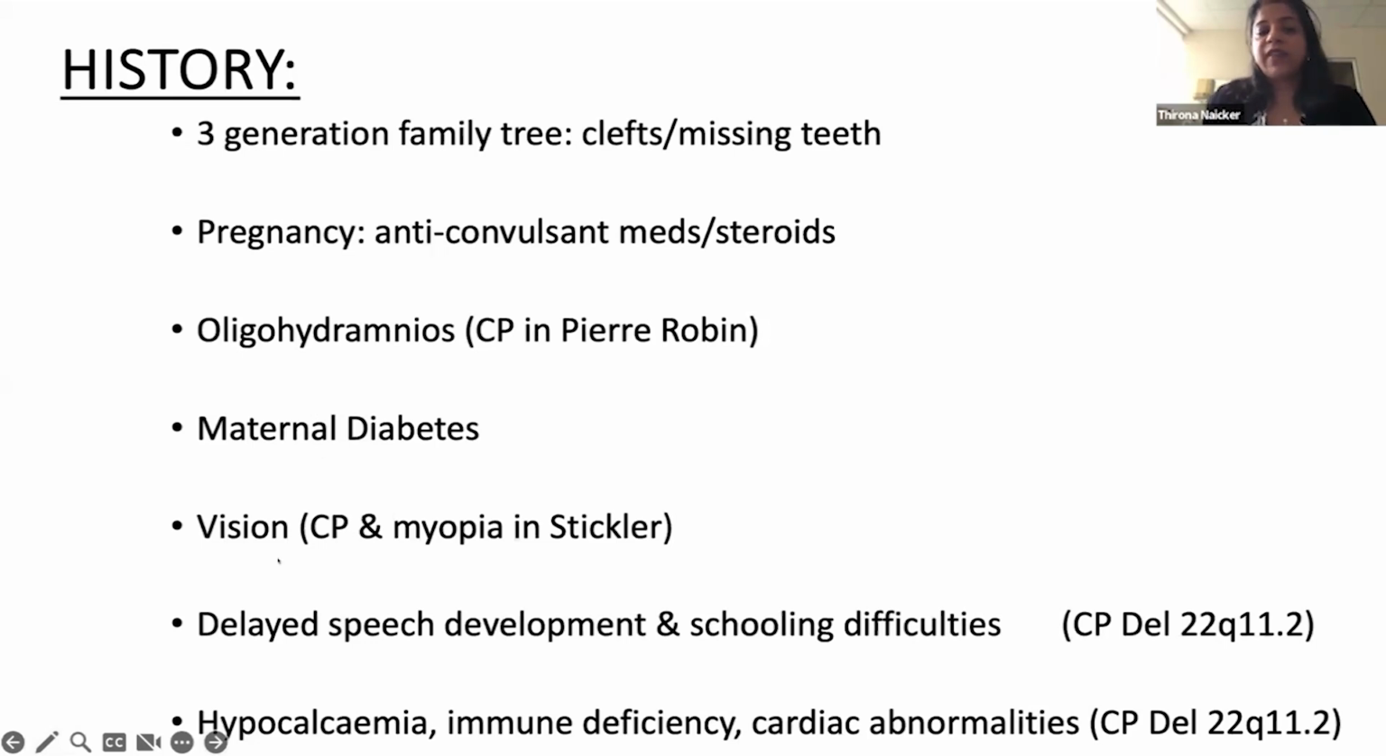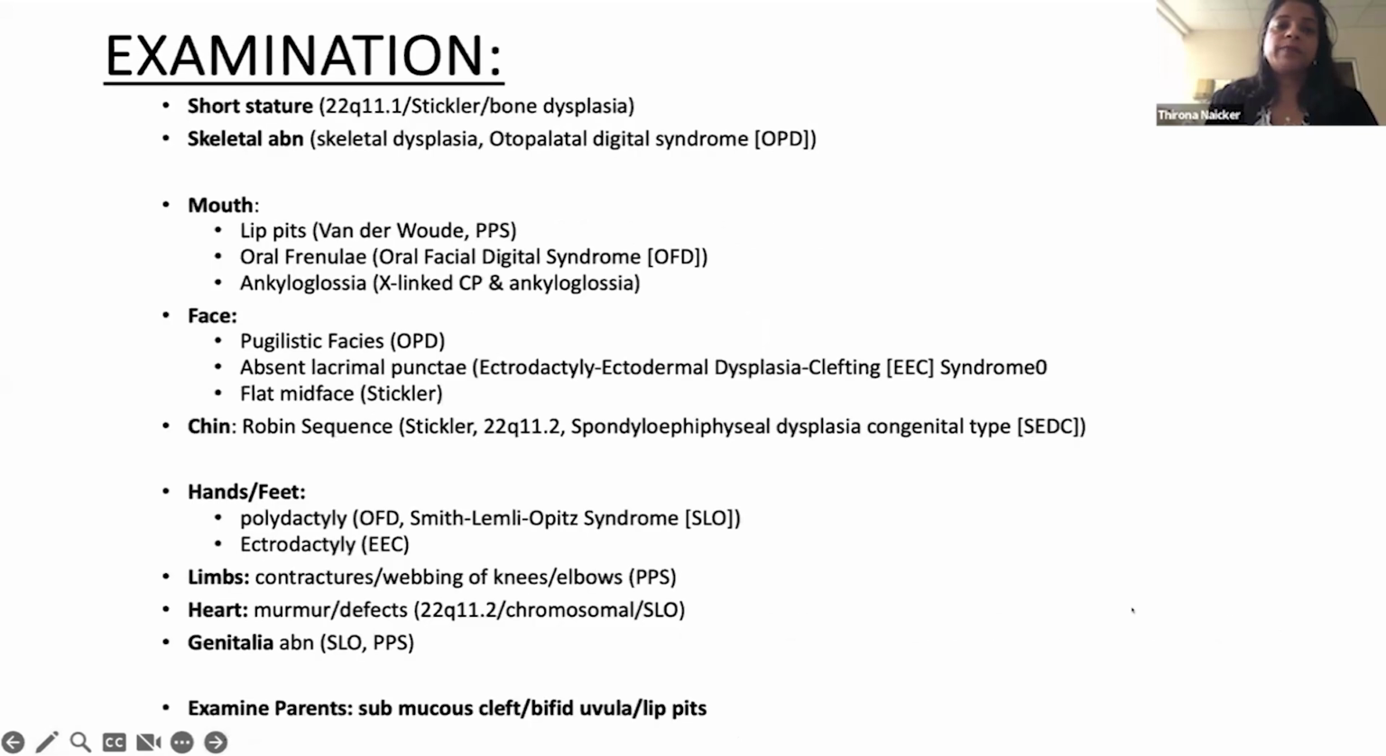We ask if there was any vision problems in the family, and if there was delayed speech and development or schooling difficulties, and if there was anyone in the family that had hypocalcemia, immune deficiency, and cardiac anomalies pointing towards the deletion 22q that I just mentioned. On examination, there's a lot of things that I look for in the clinic, and we examine each patient to make sure that they don't have these things.